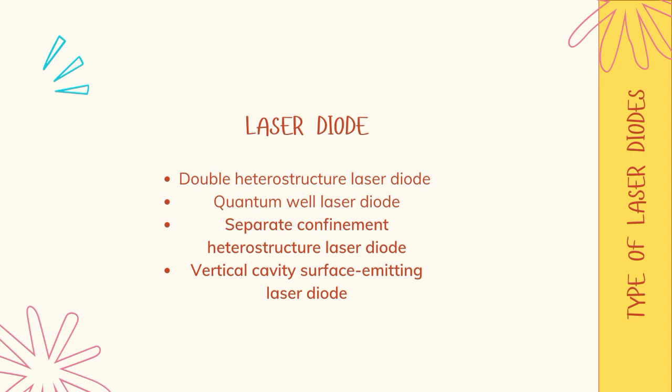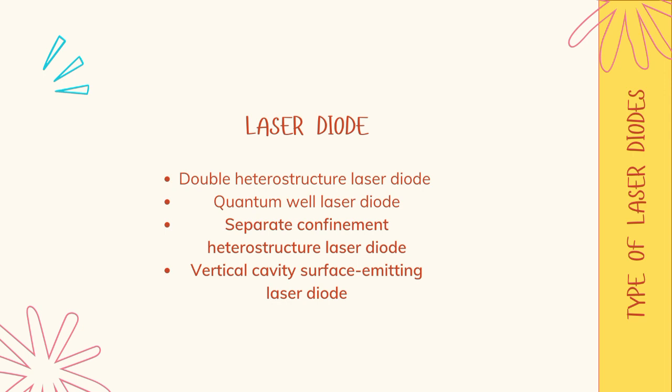Next, separate confinement heterostructure laser diode. The thin middle layer in a quantum well laser diode is too small for confining emitted light effectively. To compensate for this, in the separate confinement heterostructure laser diode, another two layers are added over the three initial layers. These layers have a lower refractive index and help in confining the emitted light effectively.